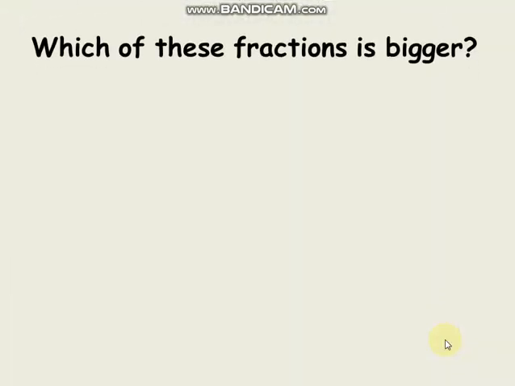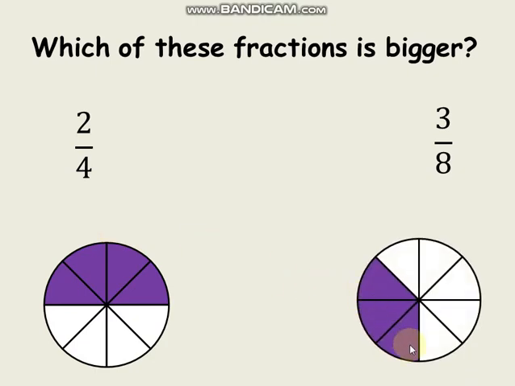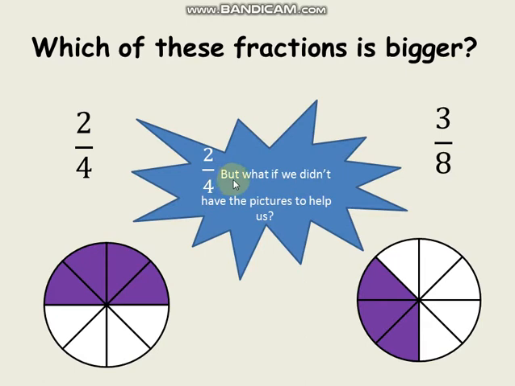Which of these fractions is bigger, 2 over 4 or 3 over 8? Look here, there is a difference in numerators and denominators. What we have here: 1, 2, 3, 4, so 4 over 8 equals 2 over 4. And here we have 3 over 8. So 2 over 4 is bigger, but what if we didn't have the picture to help us? What do we have to do?